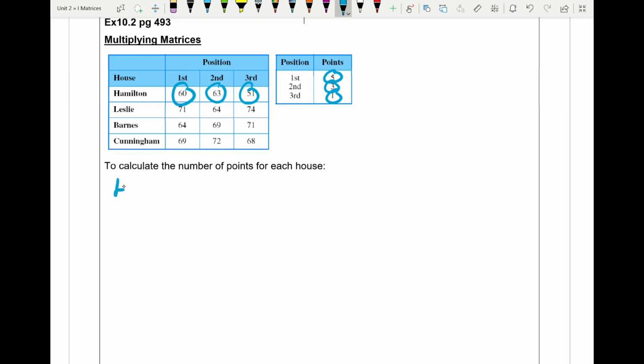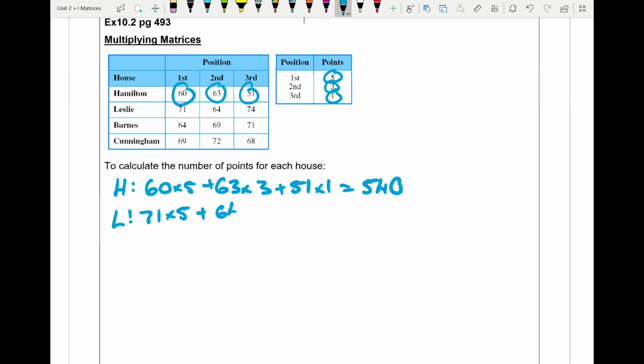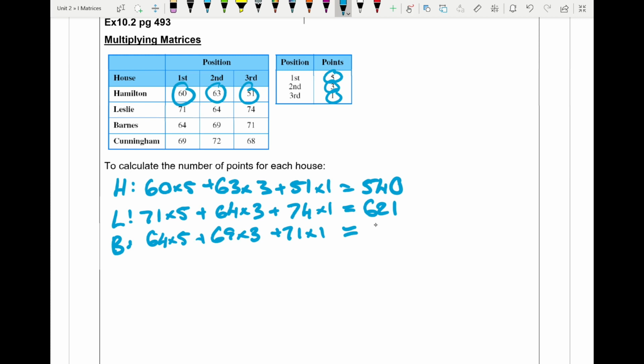For Hamilton, we've got 60 times 5 plus 63 times 3 plus 51 times 1, which I believe is equal to 540. For Leslie, it's 71 times 5 plus 64 times 3 plus 74 times 1, which is equal to 621. Then for Barnes, we've got 64 times 5 plus 69 times 3 plus 71 times 1, which is equal to 598. And lastly, for Cunningham, we've got 69 times 5 plus 72 times 3 plus 68 times 1, which is equal to 629. So we can see that Cunningham is our winner. But that took a lot of brute force to do. And if we increase the number of houses or increase the number of positions, we can see that's going to get really time consuming really quickly.